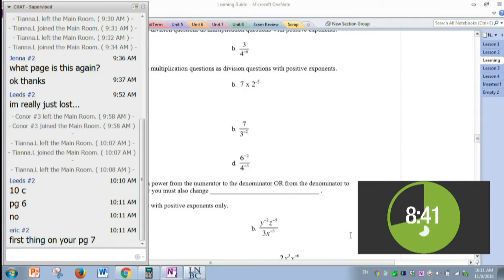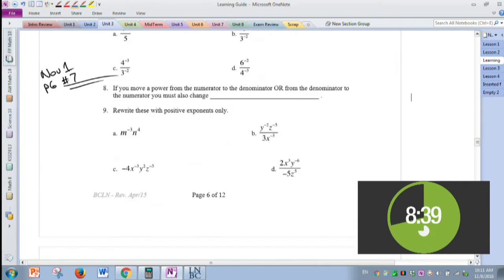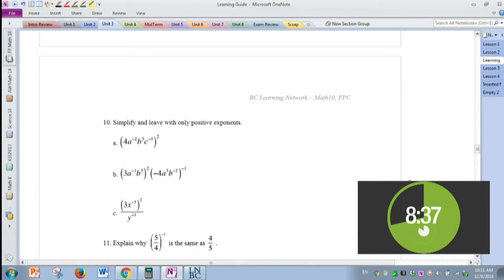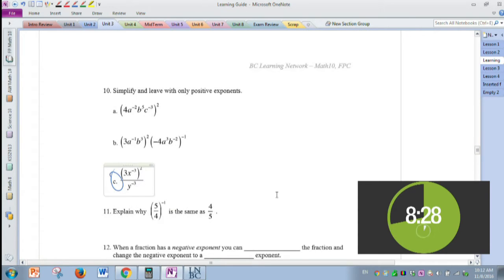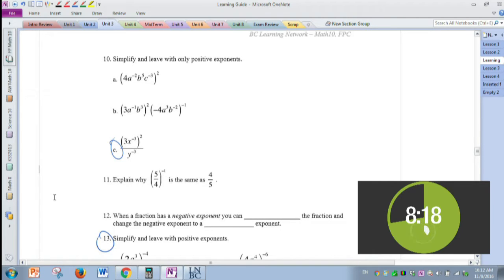First thing on your page 7, this guy. Okay, perfect. Thanks, Eric and Leeds. Combined effort on that one. Simplify and leave with only positive exponents. Okay, you can do that. Again, there's many different ways to do a problem like this. There's no way that's any more correct than the other.